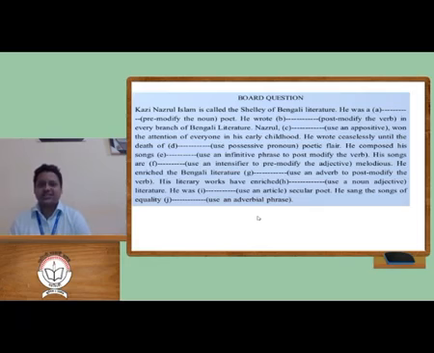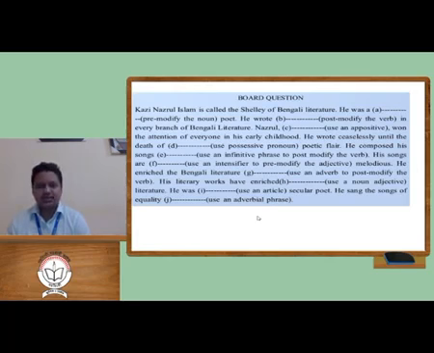His literary works have enriched, use a noun adjective, literature. We have to use a noun adjective. A noun adjective is a noun that, sitting before another noun, acts as an adjective. So here we can use, his literary works have enriched Bangla literature or Bengali literature.